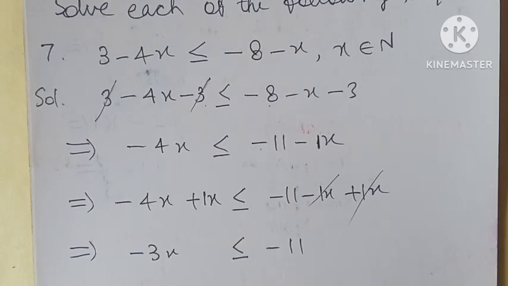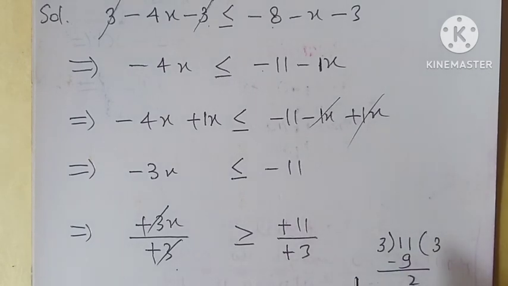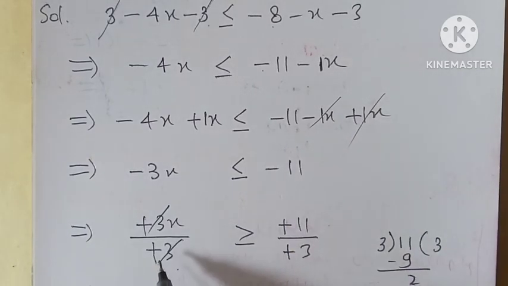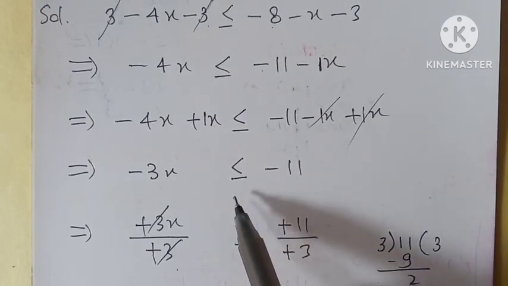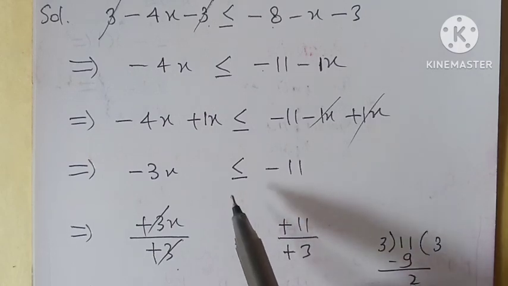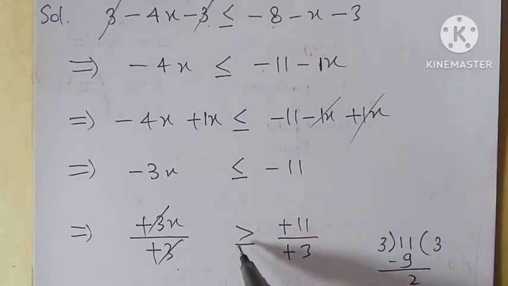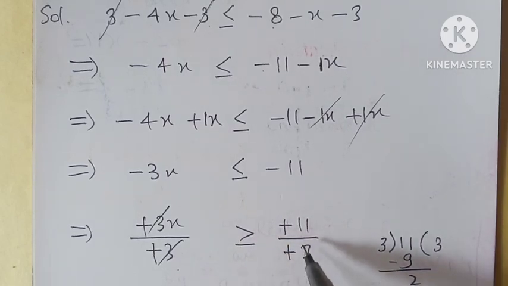We have to find the value of x. So we must remove this -3. For that we have to divide both sides by -3. Then this sign will be reversed. Recall the rule. If we divide both sides by a negative number, the sign will be reversed. So is less than changed to is greater than.